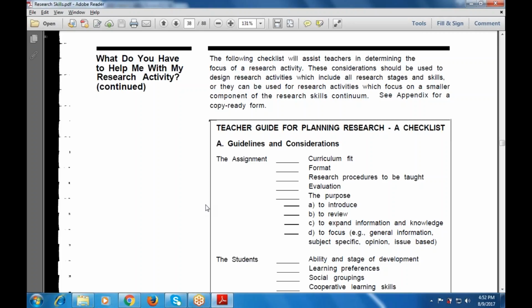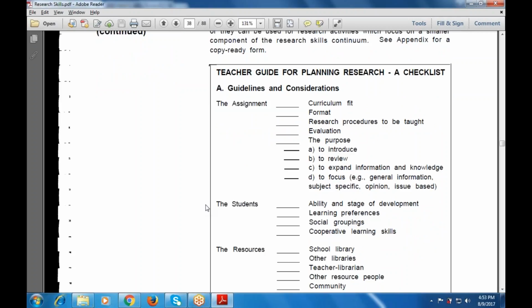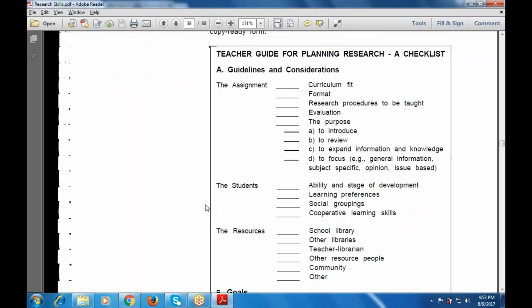The main purpose is to introduce, to review, to expand the information and knowledge, and to focus, which includes, for example, general information, specific or subject-specific, opinions, issue-based. And students include ability and stages of development, learning preferences, social grouping, cooperative learning skills, the school library, other libraries. Yeah, these are the resources.